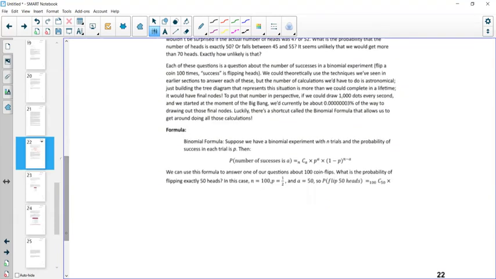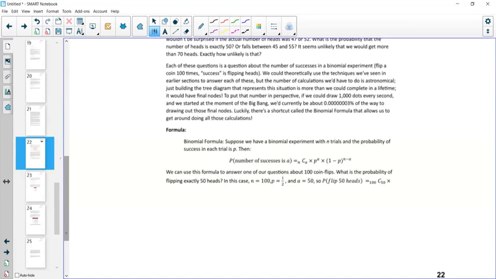So our binomial formula states, suppose we have a binomial experiment with n trials and the probability of success in each trial is p. Then the probability that the number of successes is a is equal to nCa, combinations, n things taken a at a time, times p to the a power times 1 minus p to the n minus a power. 1 minus p being the complement of p.